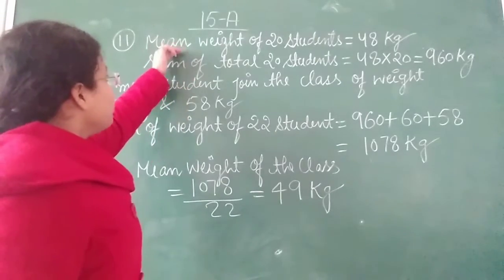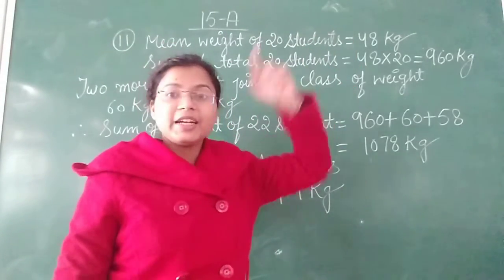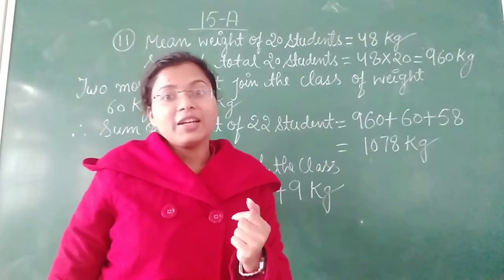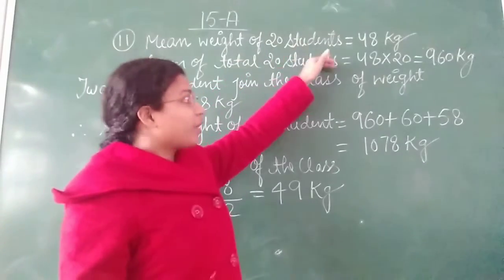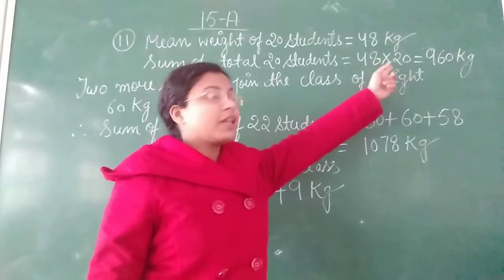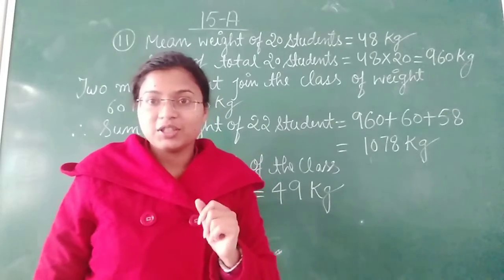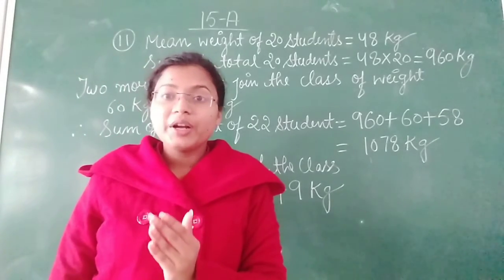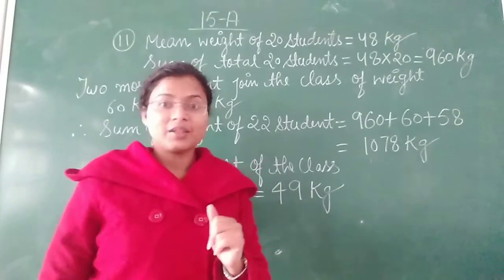First of all, the mean weight of 20 students is given, which is 48 kg. If we know the mean weight, we can find out the total weight. The sum of the 20 students will be 48 into 20, which gives you 960 kg. That means the total sum of the 20 students is 960 kg.